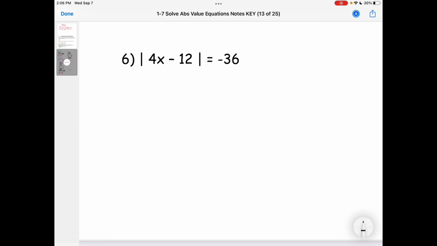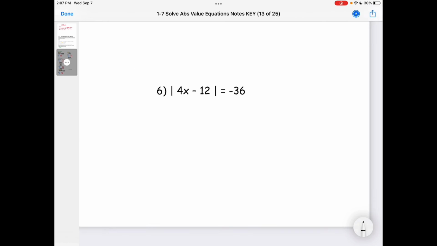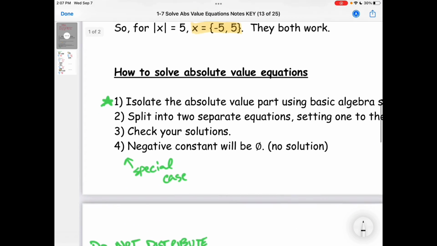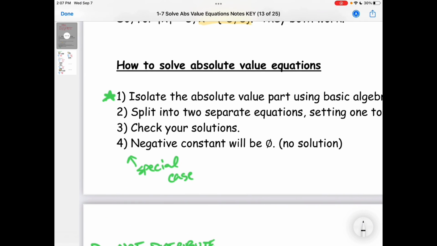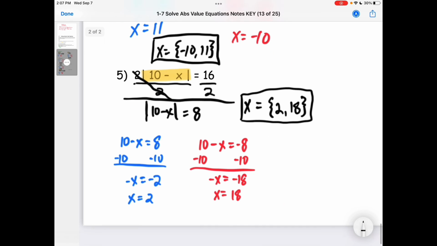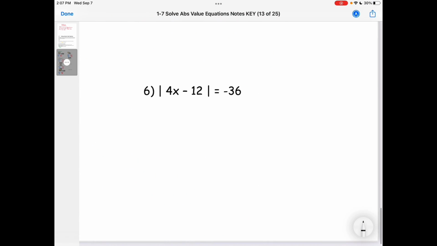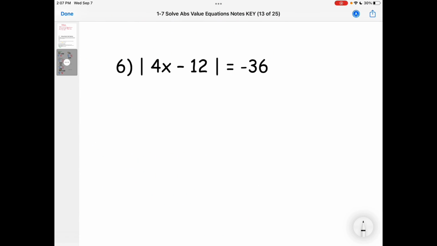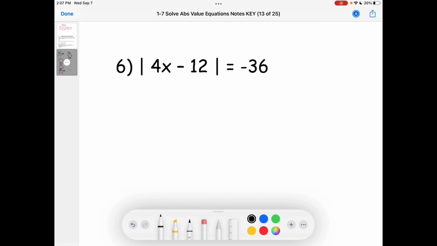Last one to look at is problem number 6. Now, problem number 6, what I wanted to show you on this one is our special case. Okay, you'll remember from that front page, we pointed out that step number 4 was a special case, and usually you don't have that. Okay, what happens on problem number 6 is something very particular, very peculiar. Okay, you can see that we have the absolute value part already isolated. It's already completely by itself.